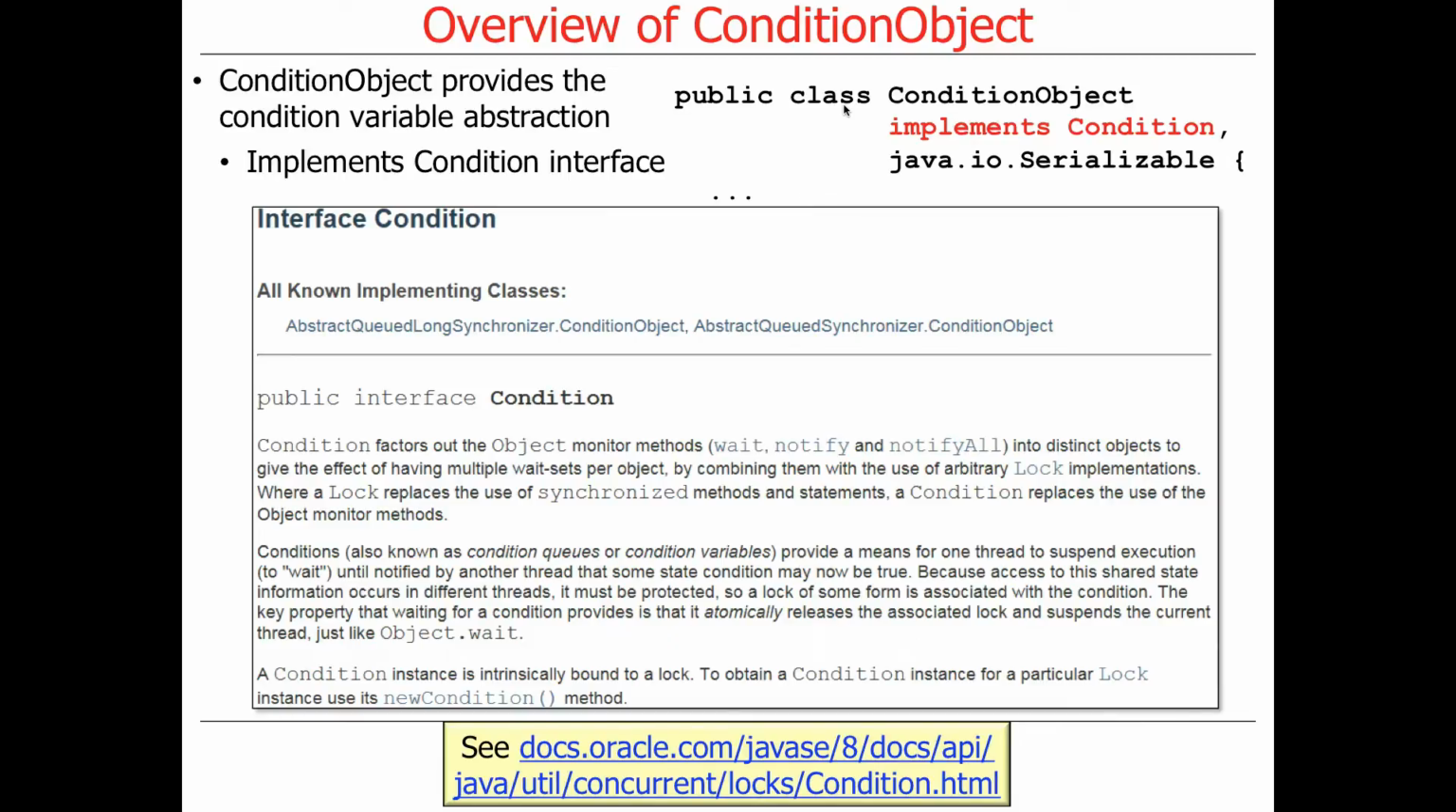It also talks about one of the questions I think Ankur asked earlier about wait, notify, and notify all. Why do they not have those methods? Why are they called await, signal, and signal all? And it just basically says we're factoring out these things into distinct objects to allow multiple wait sets per object. And that's a really important thing to get your head around, what that means. And we'll talk about that in a second.